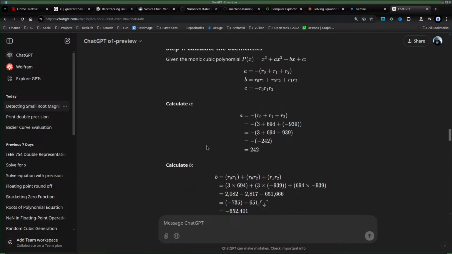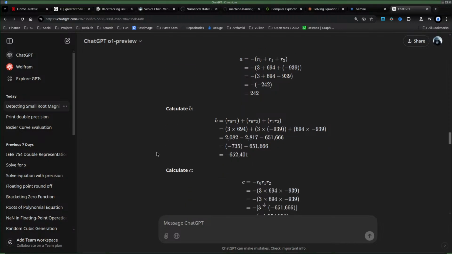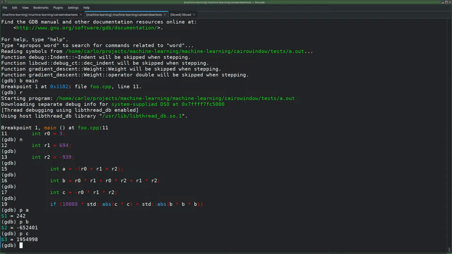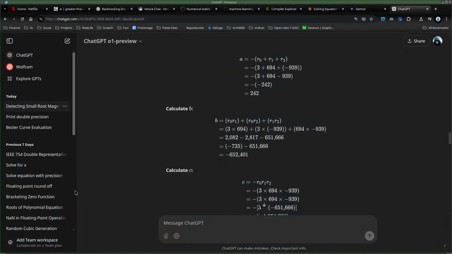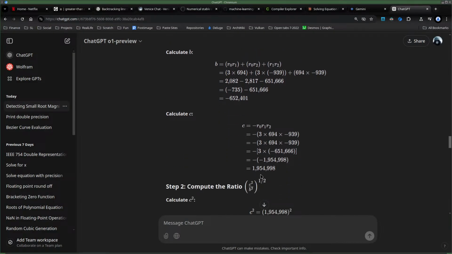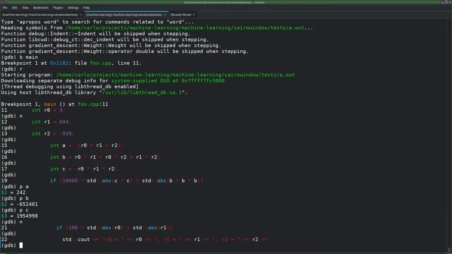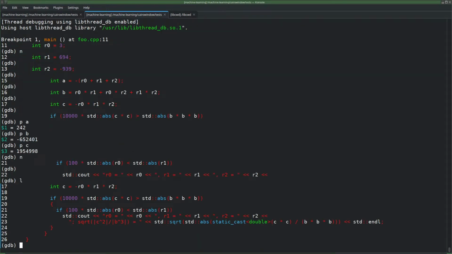That's a 242. B should be that. One is 652,401. Yep. C is 2 million-ish. Yep. And then 8. Yep. And then this goes wrong because this is overflowing. And then we print here this, and I don't think this is overflowing, so I don't get it.